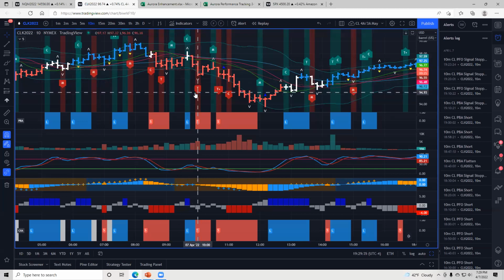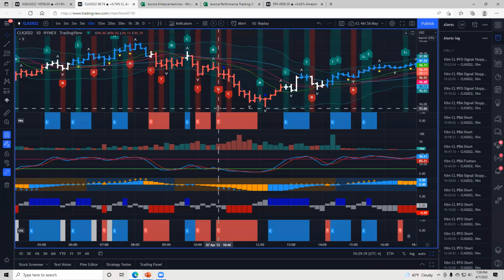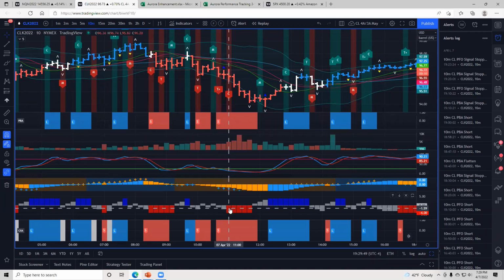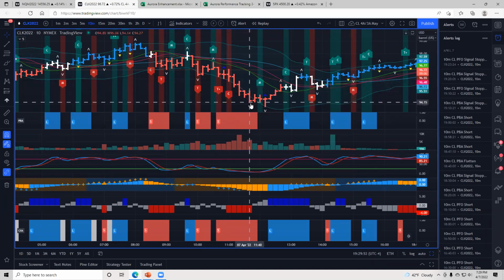So again, this is a 10-minute chart, and you can see the number of opportunities that there are. Here's one that does not have the PFO. Now you can see that that worked out, but the PFO, profit loss oscillator, comes on here. That's a 4A, and there's a really nice move to the downside on oil.